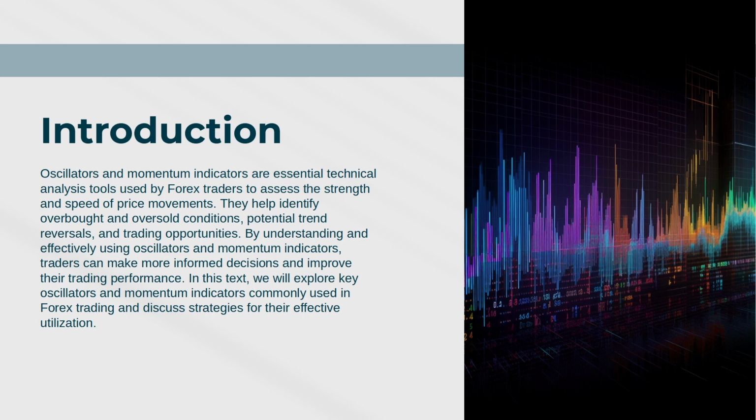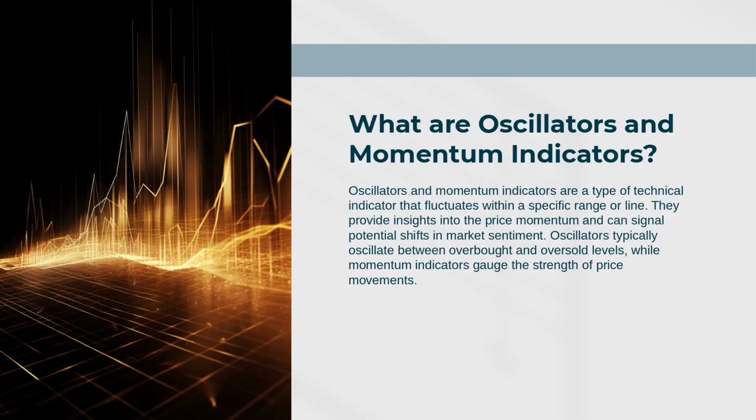In this text, we will explore key oscillators and momentum indicators commonly used in Forex trading and discuss strategies for their effective utilization. What are oscillators and momentum indicators? Oscillators and momentum indicators are a type of technical indicator that fluctuates within a specific range or line. They provide insights into the price momentum and can signal potential shifts in market sentiment. Oscillators typically oscillate between overbought and oversold levels, while momentum indicators gauge the strength of price movements.